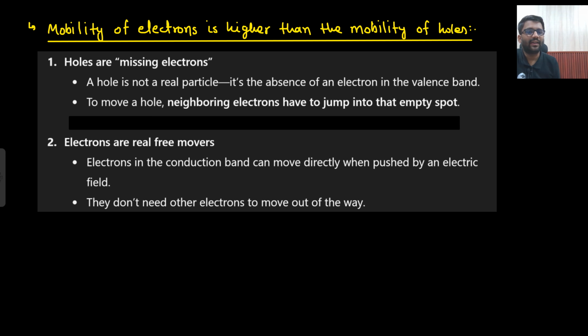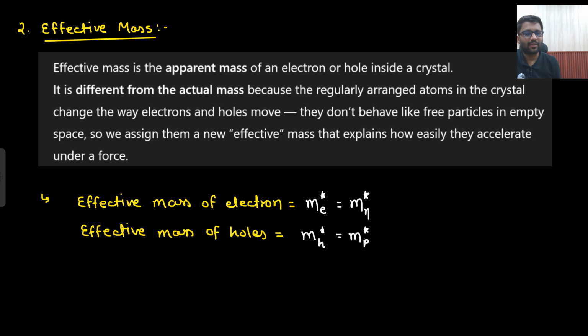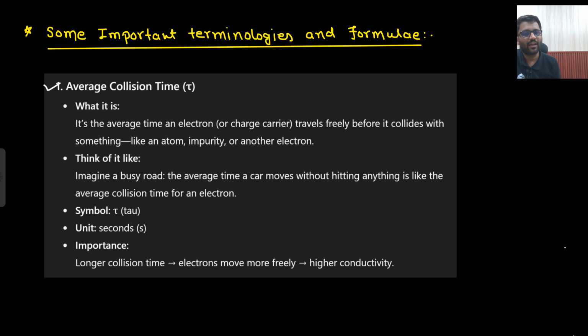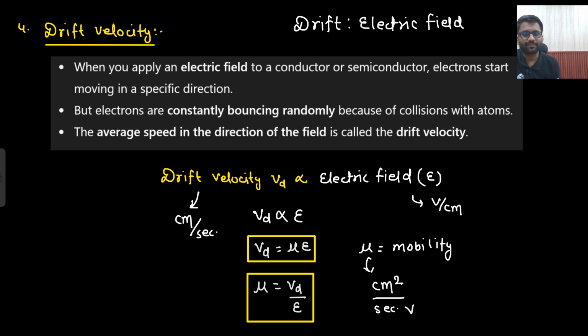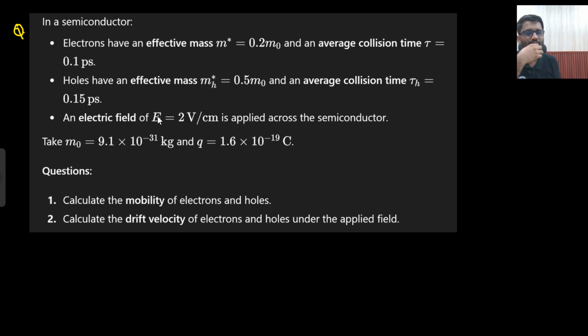What is the meaning of mobility? Why is the mobility of electrons higher than the mobility of holes? What is the meaning of effective mass? Effective mass will again come into action. Average collision time also you know. So everything you know, all the formulas are also clear. Vd is equal to mu E. Everything is crystal clear. Now you solve this question on your own. You should be able to solve.